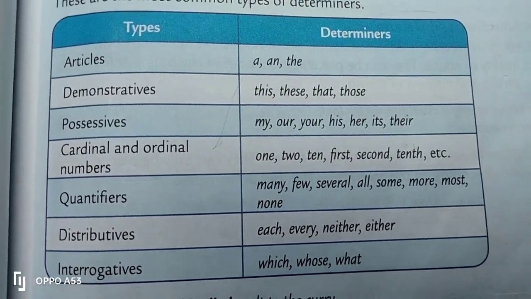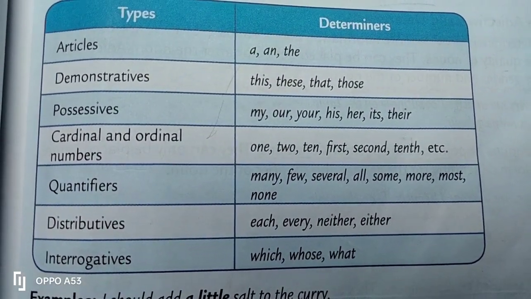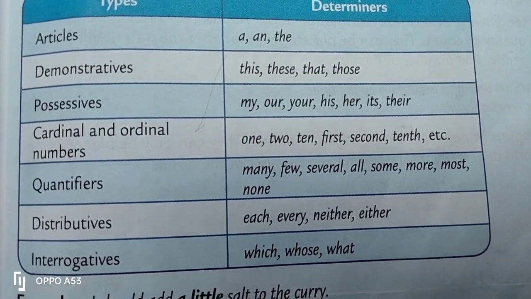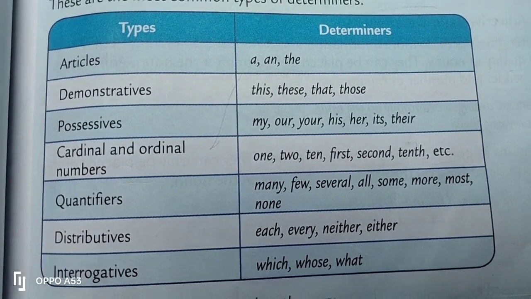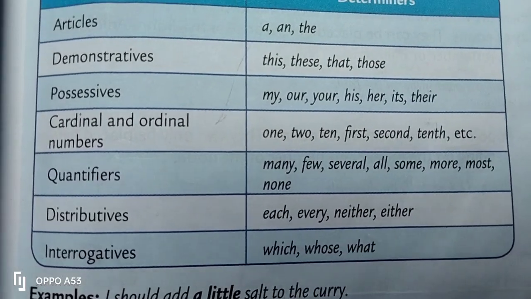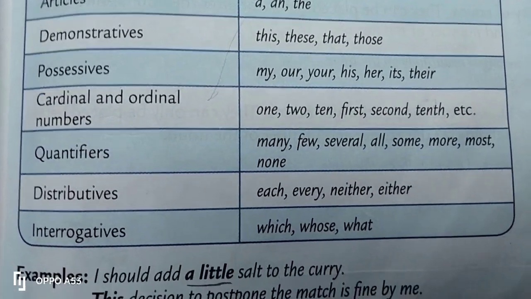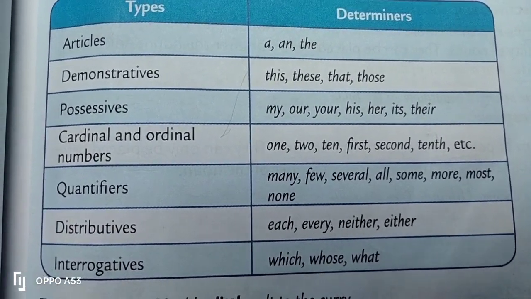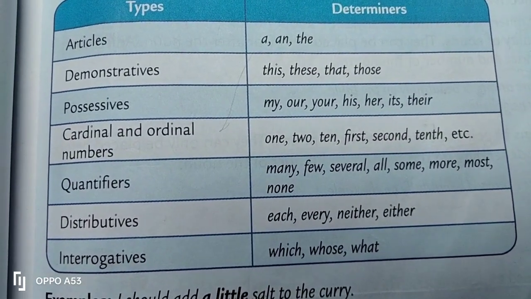So here there are certain determiners used for distributing something that is given to you. So you can use, in order to focus on that, these distributive determiners: each, every, neither, either. Okay. Then the last one is interrogatives. There are certain interrogative words which are very commonly used. They are like which, whose, what.